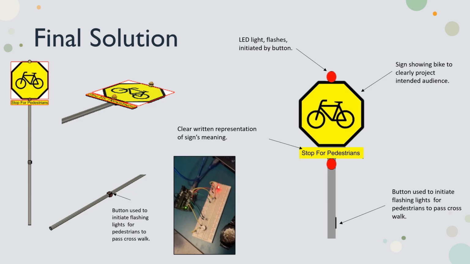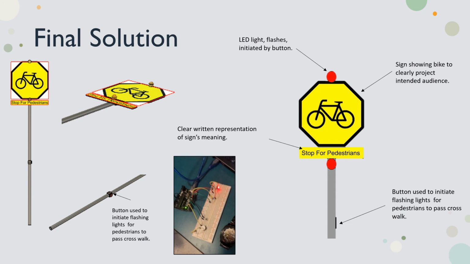For our final solution, we decided to combine our 2 best ideas into one. We took the buzzer with lights and put it on a visible sign. There's a button on the sign so that when you press it, lights and a buzzer start to bring attention to the sign. This will help with the visibility of the sign and make it more effective.